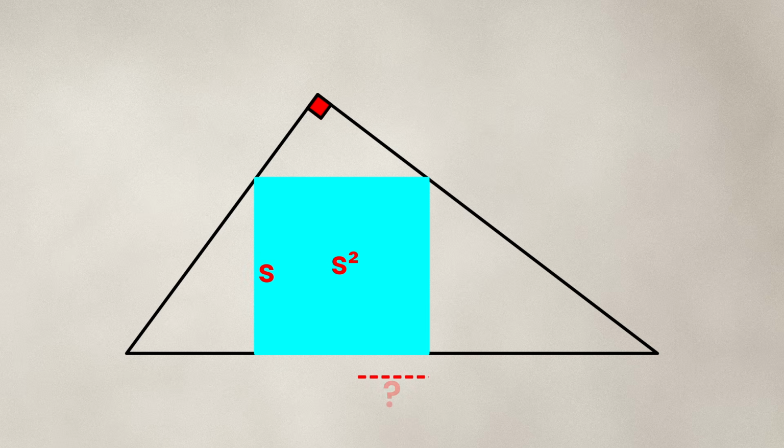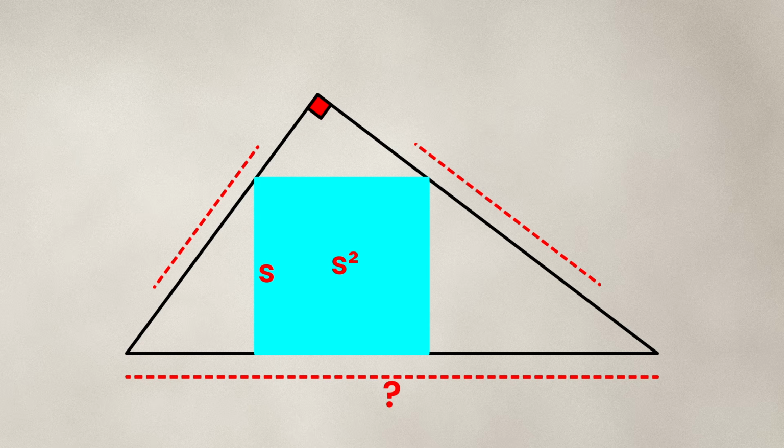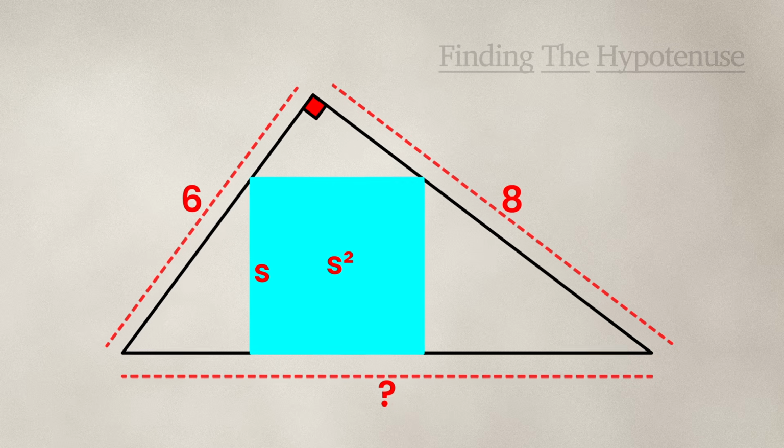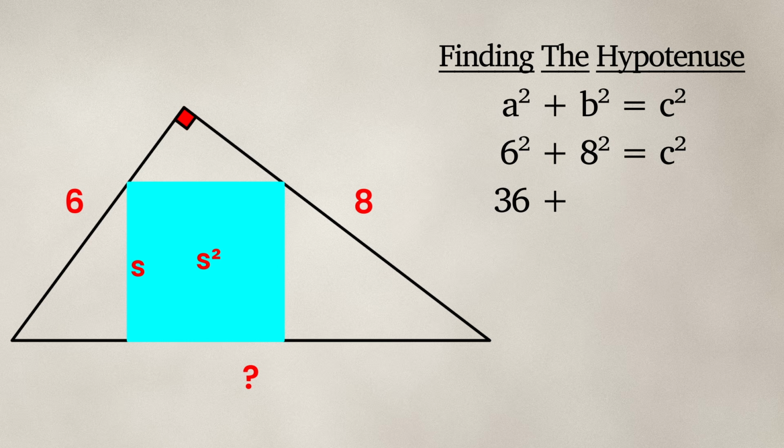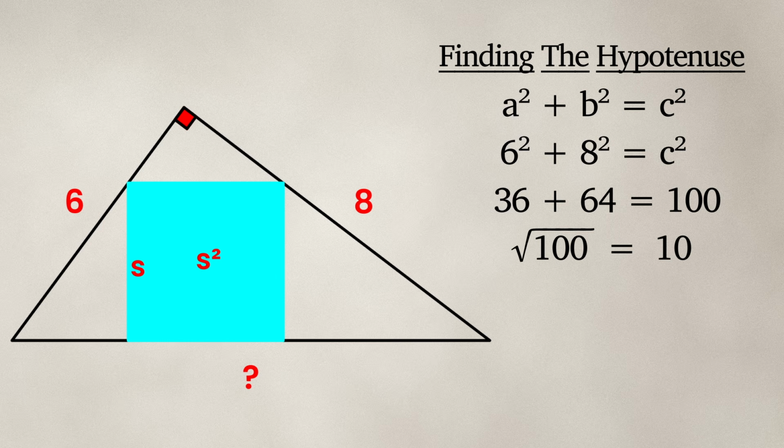First things first, we need to know the length of that hypotenuse, because that's where our square is sitting. We're told the two legs that form the right angle are 6 and 8. And whenever you've got a right triangle and you need the third side, there's only one tool for the job: Pythagoras Theorem. So a squared plus b squared equals c squared. Plugging in our numbers, we get 6 squared plus 8 squared equals c squared. Now, 6 squared is 36, and 8 squared is 64, so we have 36 plus 64, which equals 100, and the square root of 100 is 10. So the length of our hypotenuse is 10 units.